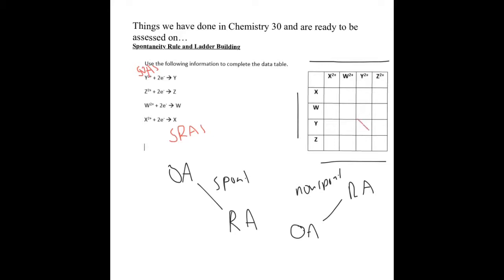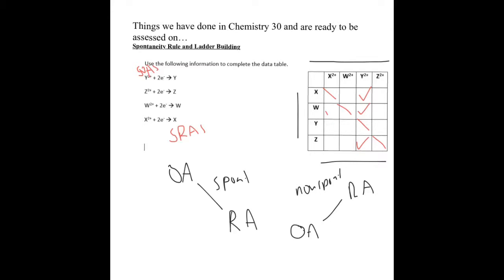So we're not going to have anything with these ones when they're dealing with the same OA and the same RA. But when I look at Y2+, it is above Z, so that will be a reaction. Y2+ is also above W, so that'll be a reaction. And Y2+ is also above X, so that will be a reaction as well. That's my strongest OA, and so it should have the most check marks.